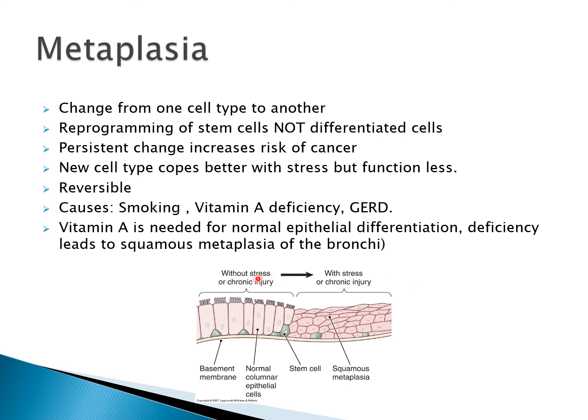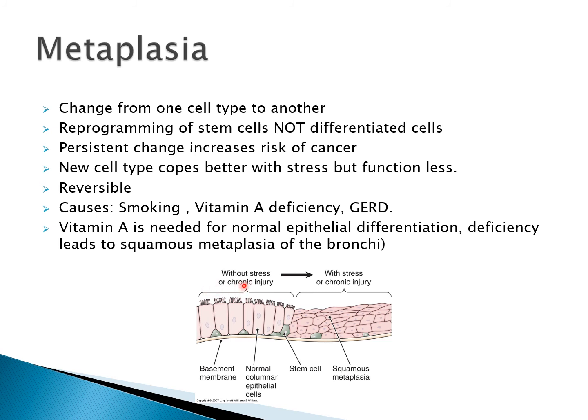So metaplasia is a change from one cell type to another that happens at the level of the stem cells, not the differentiated cells, and this new type of cells will cope better with the stress, but it comes at a functional loss. So the function will be different. The normal function is lost. Again, this is reversible. Yani when the patient stops smoking, the stem cells will switch again to the normal type of cell.